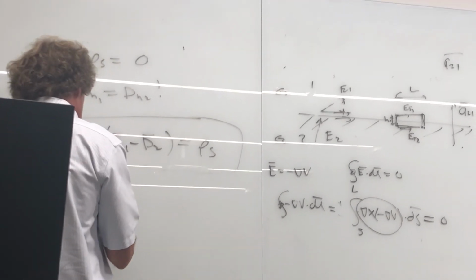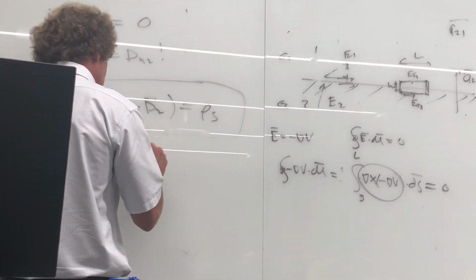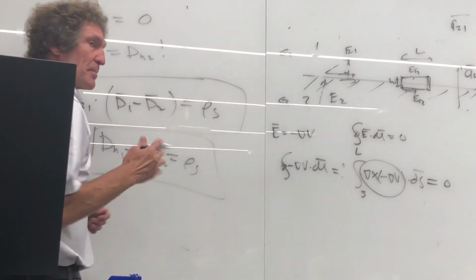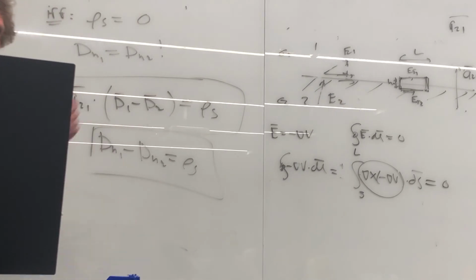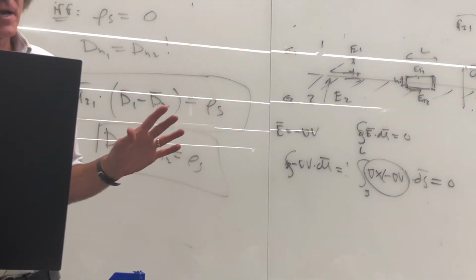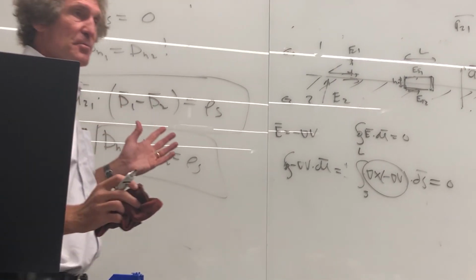That's the way I do it. I just say d normal in region 1 minus d normal in region 2 is equal to rho s, and I'll be done with it. But this is the formal way. Okay. I'll give you problems with that, but here's what always happens when you have these problems.